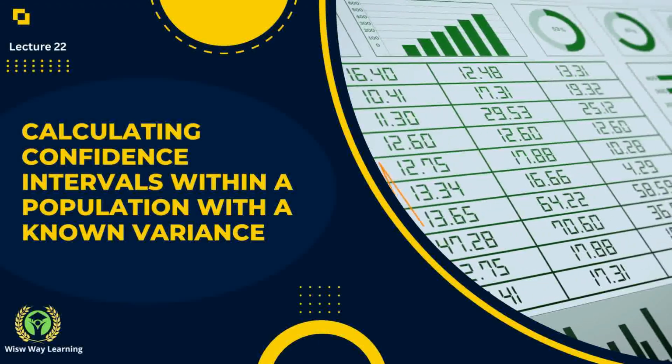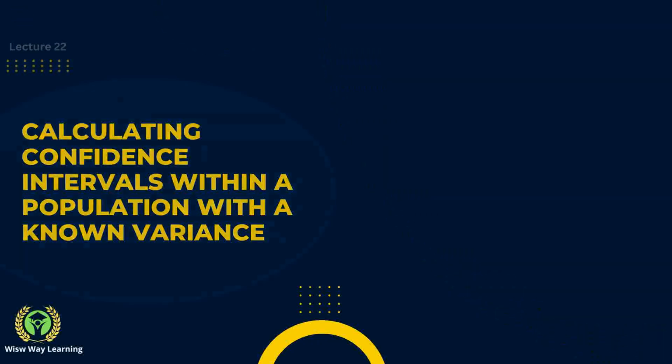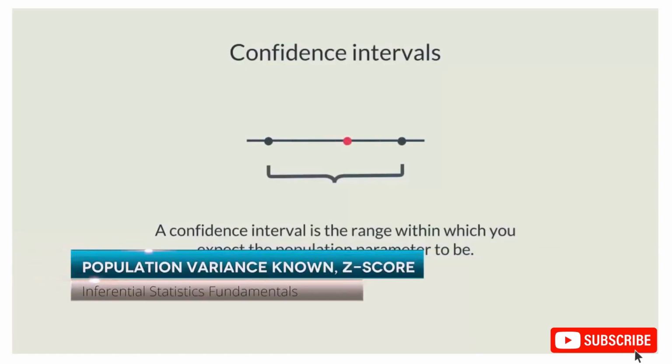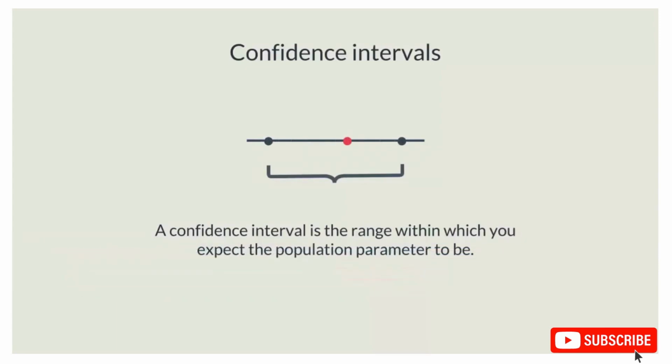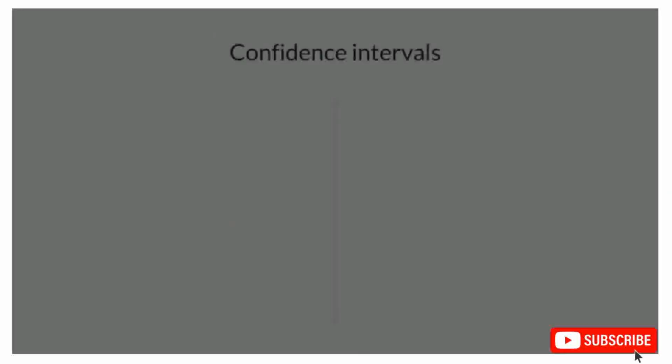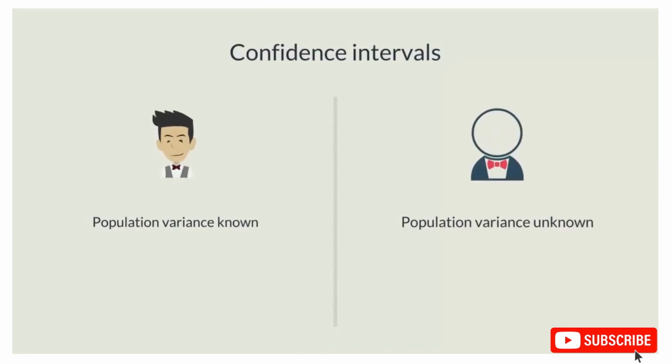Lecture 22. Calculating confidence intervals within a population with a known variance. A confidence interval is the range within which you expect the population parameter to be, and its estimation is based on the data we have in our sample. There are two main situations when we can calculate the confidence intervals for a population: when the population variance is known and when it is unknown.